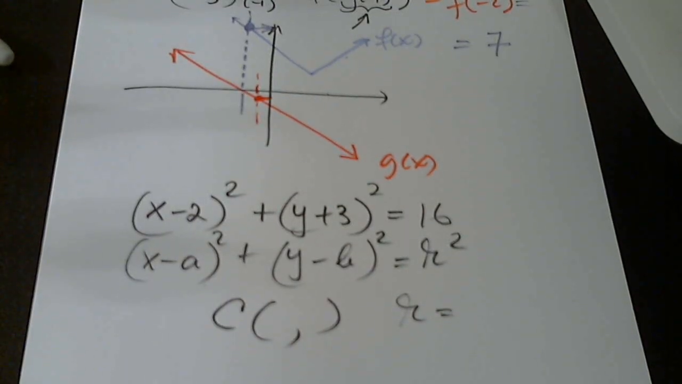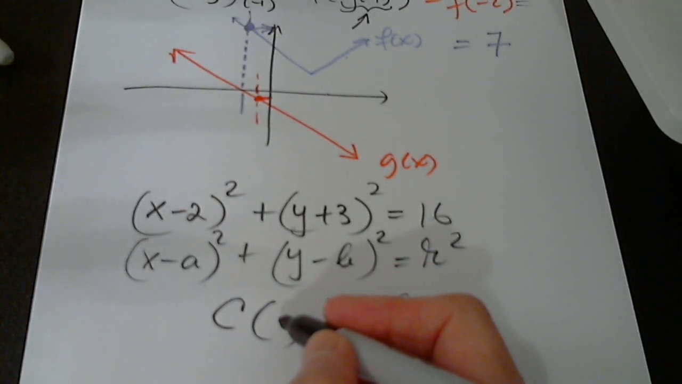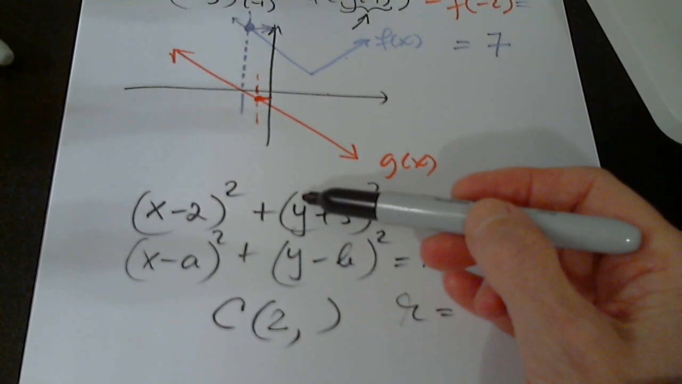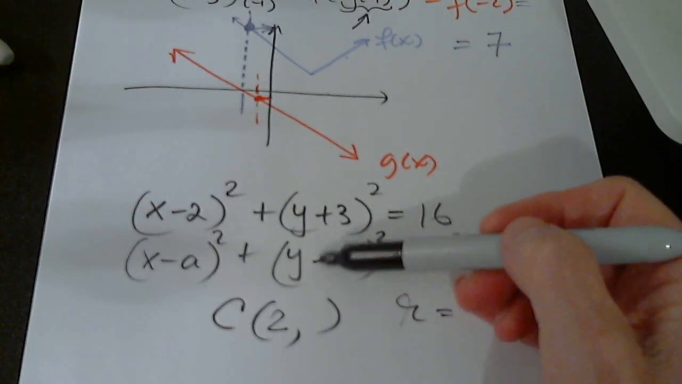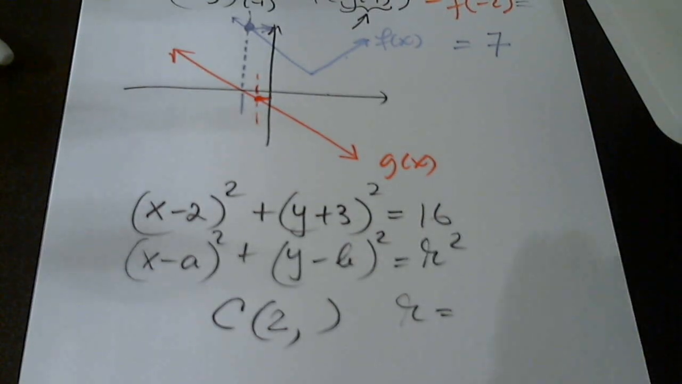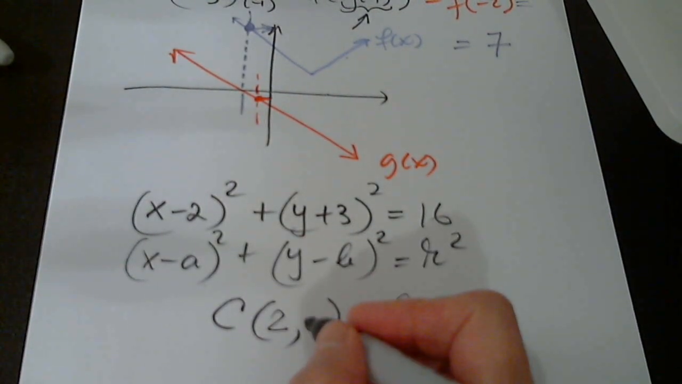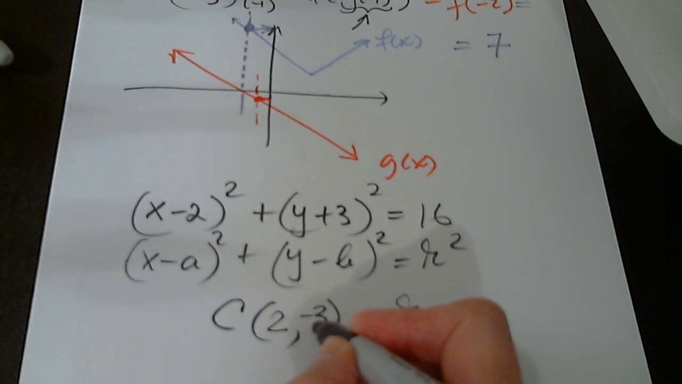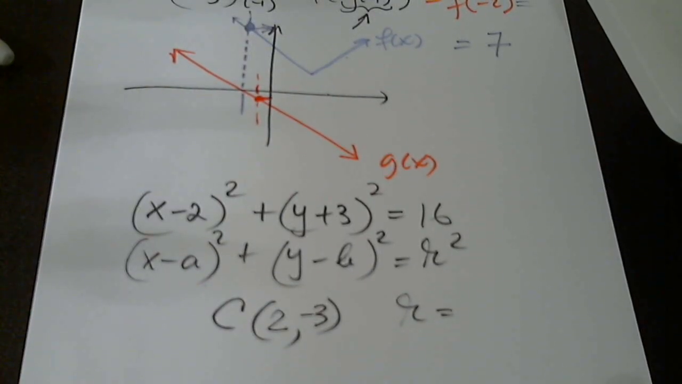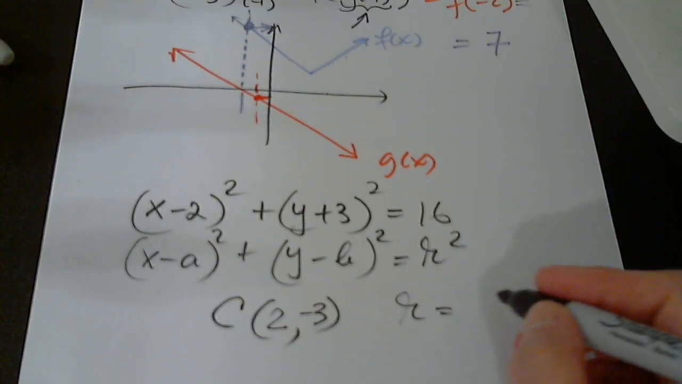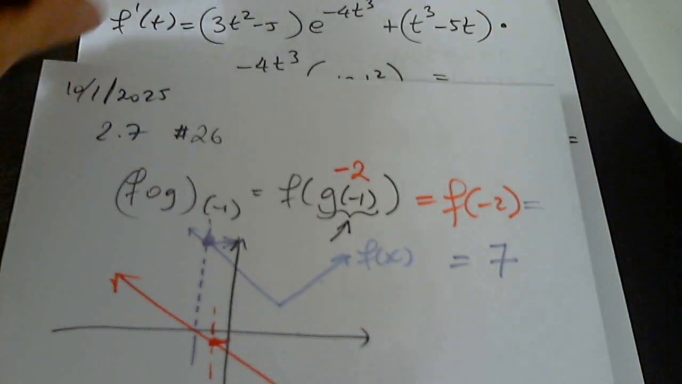So A is? Would it be 2? Good. Now this is the same, this is not the same. So a change has to occur here to determine B. What is it? -3. Perfect. Can anyone give us the radius? 4. Now we're ready to graph it.